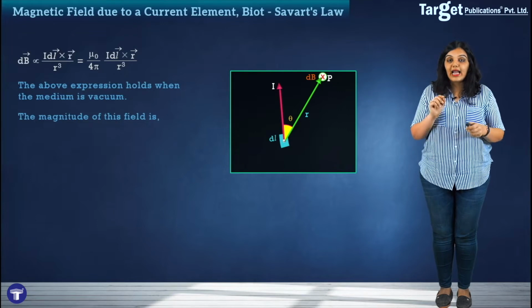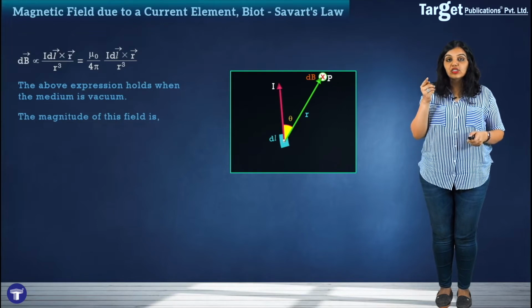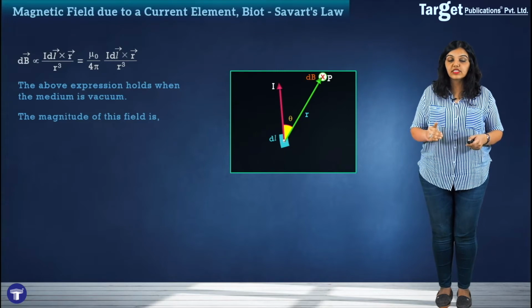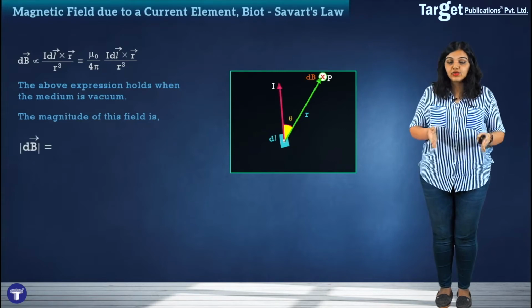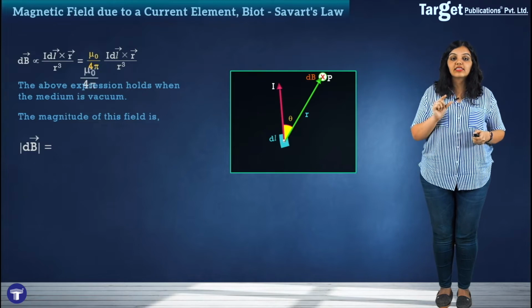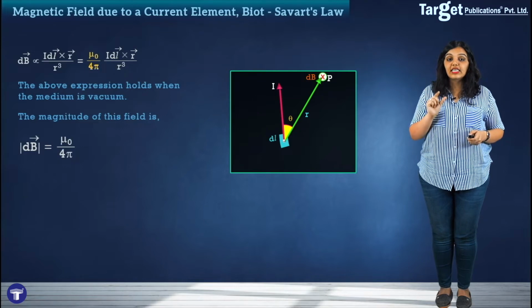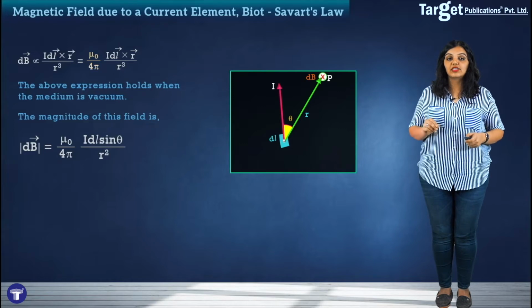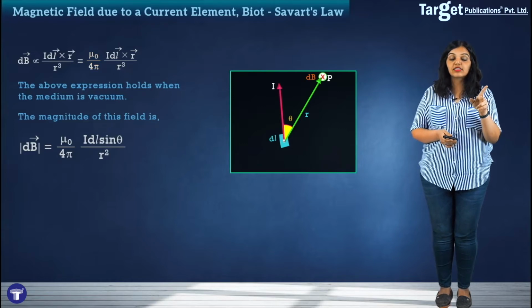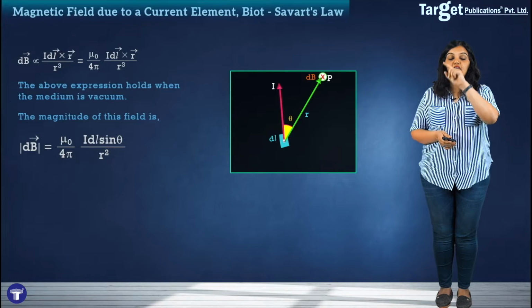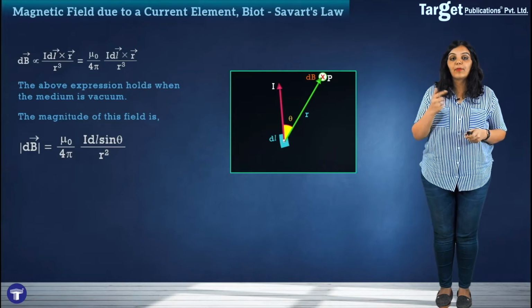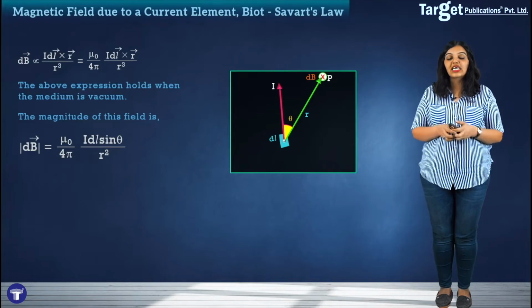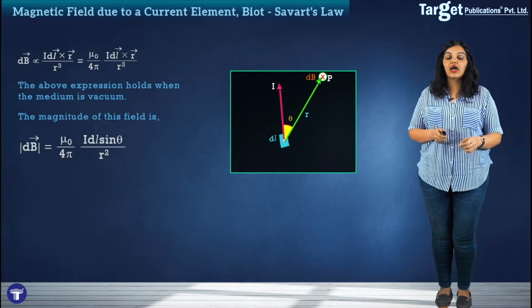Finally, this was a vector equation, but if I want to write down the magnitude of this equation, I will see that the magnitude of the field at P due to this small current element dl will be mu naught upon 4 pi, I dl sine theta upon r square. This is because the vector product's magnitude will be dl r sine theta. You will cancel out one r from the top and the bottom, and this will give you the magnitude, that is I dl sine theta by r square.